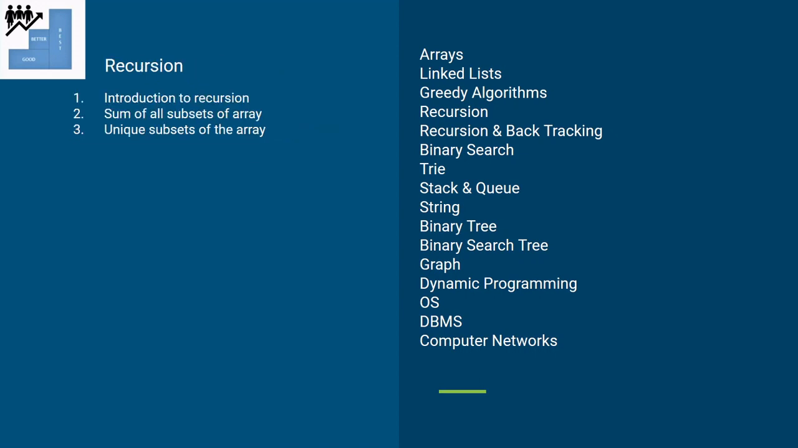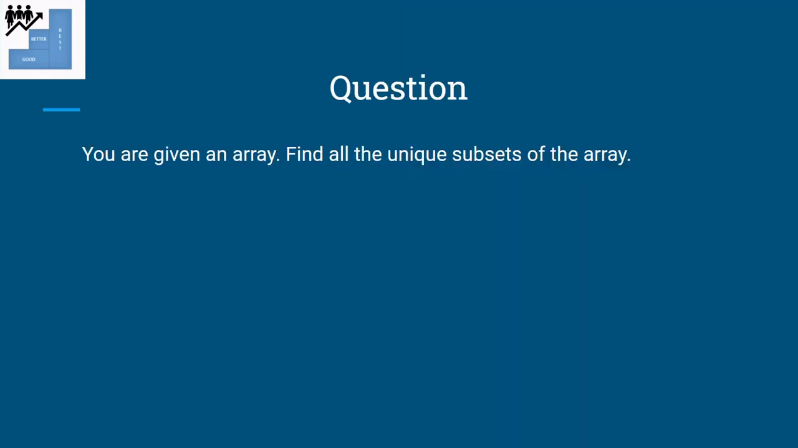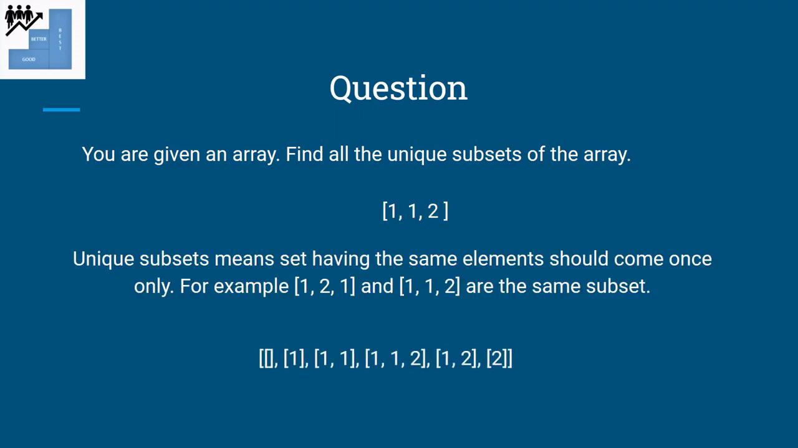All right. So these are the videos that we have released in the recursion series, and this is the question. The question basically states that you are given an array. You need to find all the unique subsets of the array. For example, if this is the array given to you, then just for the sake of clarity, 121 and 112 have the same elements, right? So only one of them will come, which is 112, and the answer should be something like this.